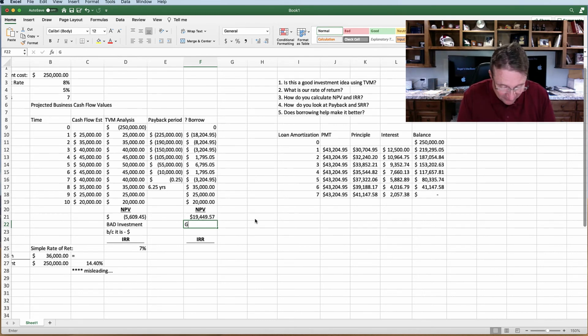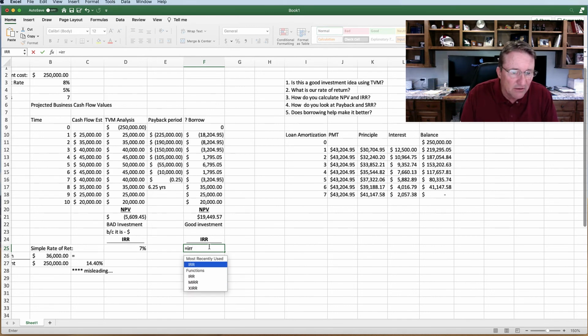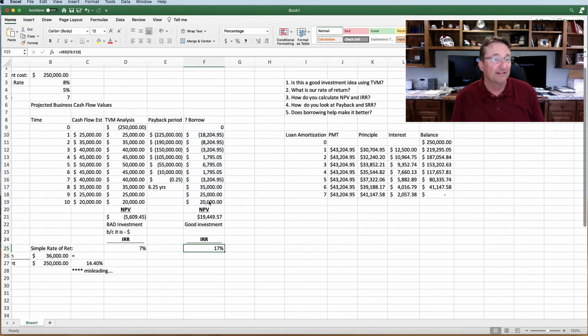So now this could be a good investment, assuming you've got the money to pay the years that you are short, because you're short here up front. Let's look at IRR equals IRR. So close parentheses. And we're going to start at 0. You don't have to pay anything up front. So yeah, this looks like this gets a whole lot better.